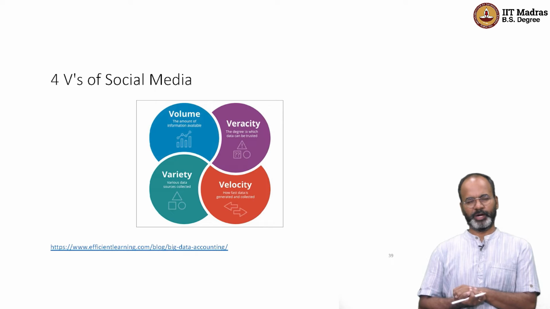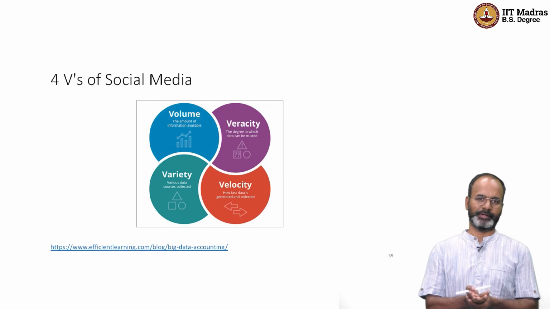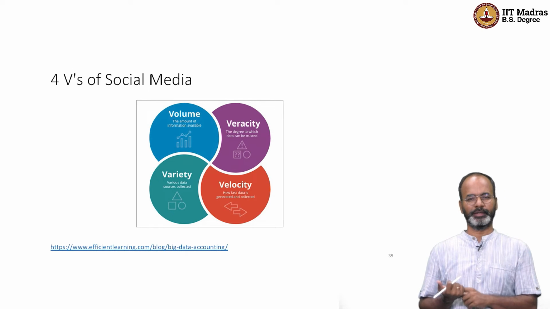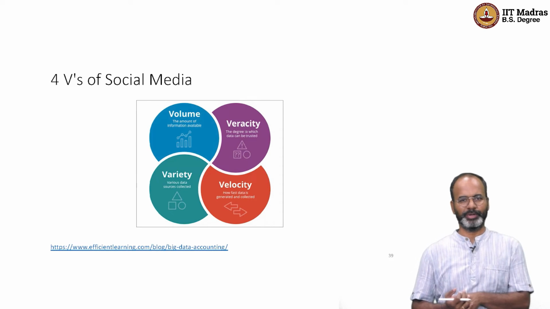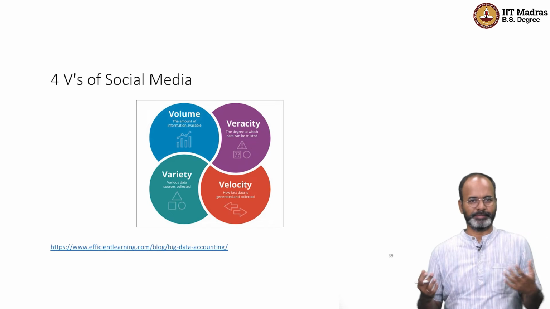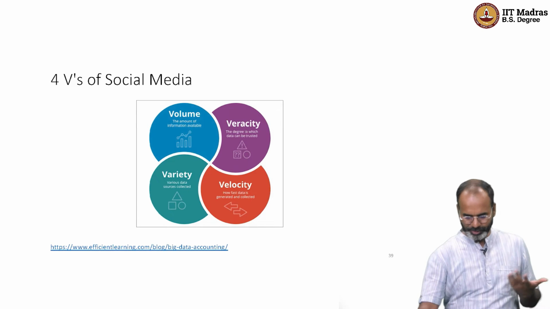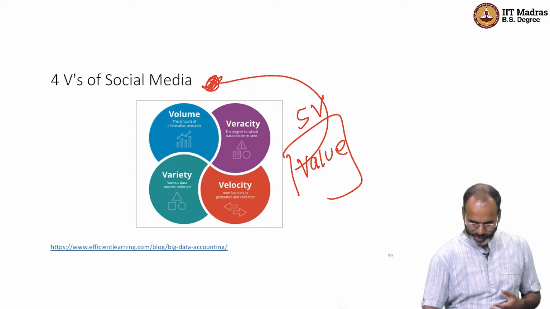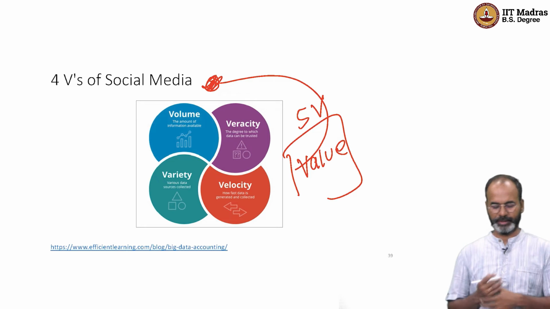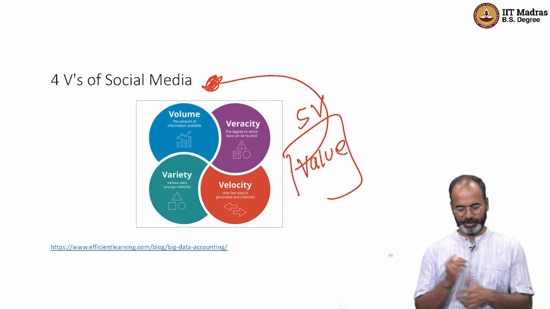Velocity gives you an understanding of the speed at which the content is getting generated. If you go back to what happens in one minute on the internet, the amount of content generated per minute is increasing every day. For example, YouTube videos being uploaded is exploding. Hundreds of hours per minute are getting uploaded these days. So the 4 V's. Sometimes a 5th V is also discussed, which is value. What value can you generate from these platforms? So, volume, veracity, variety, velocity, and value.